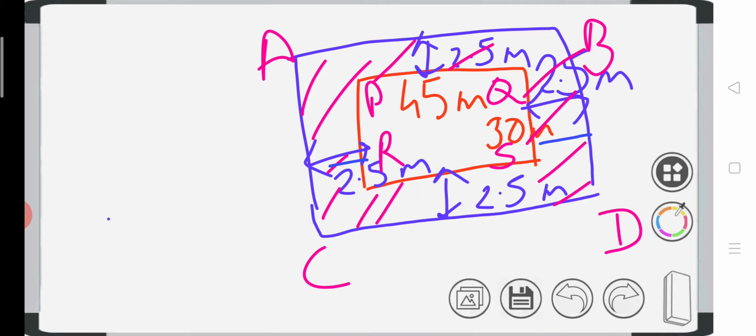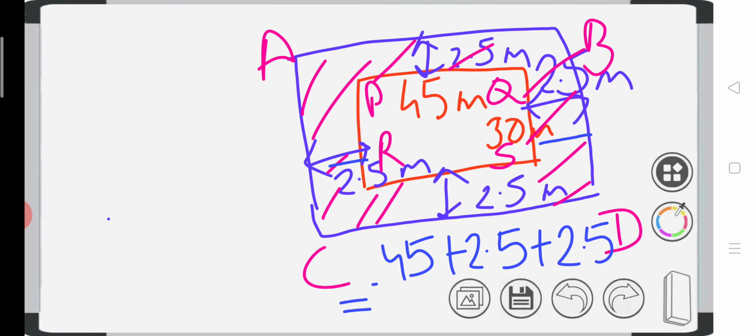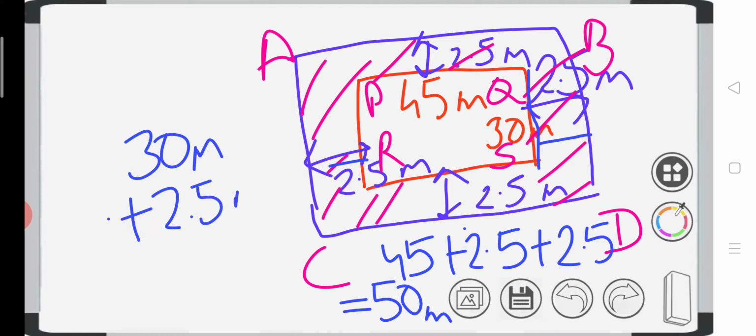So CD will become 45 plus 2.5 plus 2.5. When you add, you will get 50 and the unit is meter, so write meter. Here the breadth, you can see it is 2.5 meter wide, it is also 2.5 meter wide and the value of QS is 30 meter. So this BD, or you can say this AC, both are equal, will become 30 meter plus 2.5 meter plus 2.5 meter. Now when you add, you will get 35 meter.